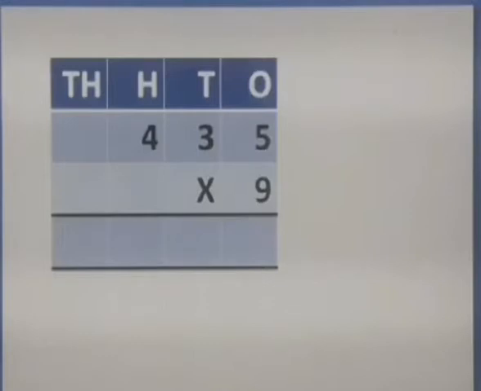Here, children, we have to multiply 435 by 9. So, children, the first step is to arrange the numbers in their proper place value columns. So, we have arranged the numbers. 5 is written in the ones column, children, then 3 in the tens column and 4 in the hundreds column.